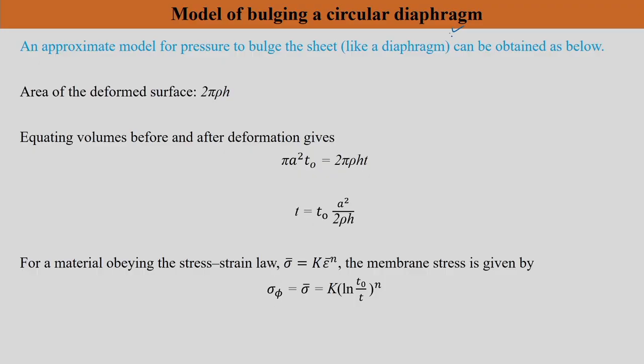Fine. So now let us try to get a simple equation for pressure, which is again not very accurate. It is going to be an approximate model, but it will give you a quick feel for what the pressure would be and how to calculate it. Here again we are going to consider bulging of a circular diaphragm. It is like a thin sheet, you can imagine, and we are going to develop an approximate model for that.